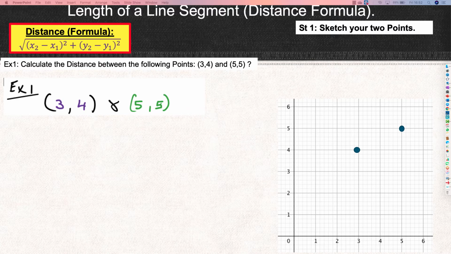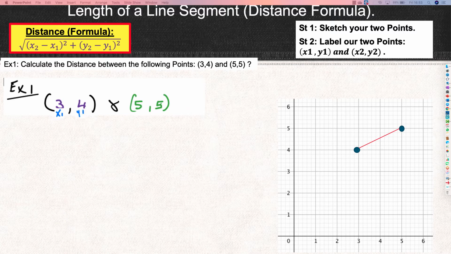First things first, I must label my points. Label the first one for me, Dermot. Yeah, come on, x1, y1. Grace, label the second one. Brilliant. x2, y2. Don't make that mistake. That's the biggest mistake people actually make in practice, believe it or not. They label their points wrong. So get your head around that first of all.